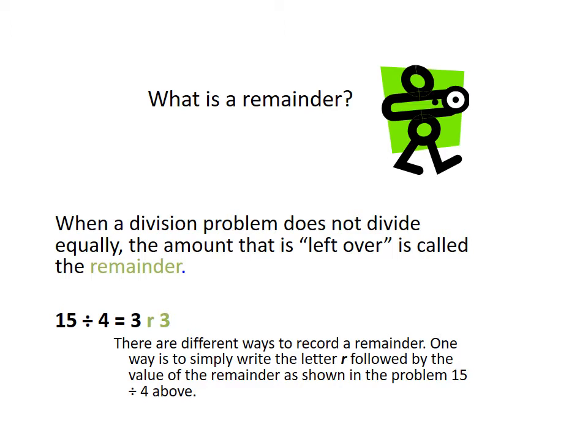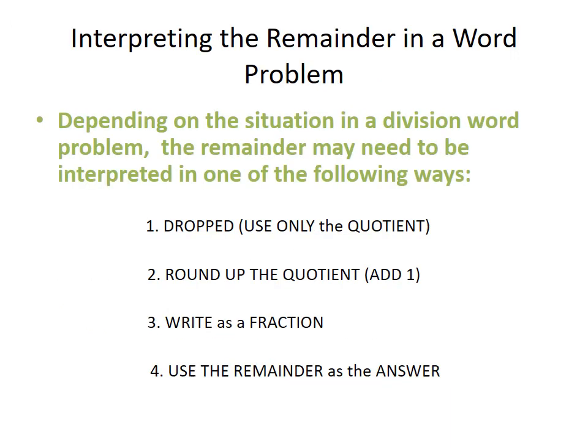There are different ways to record a remainder. One way is to simply write the letter R followed by the value of the remainder, as shown in the problem 15 divided by 4 above. In the real world, we can't just write R and then the remainder. We have to do something. We have to interpret the remainder, especially in a word problem.